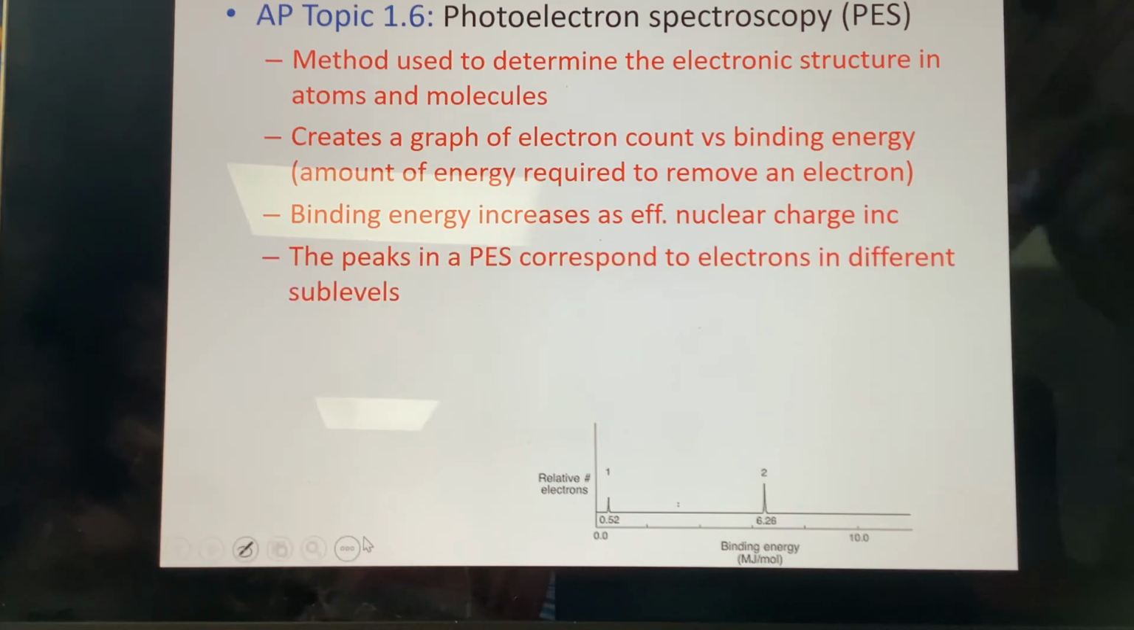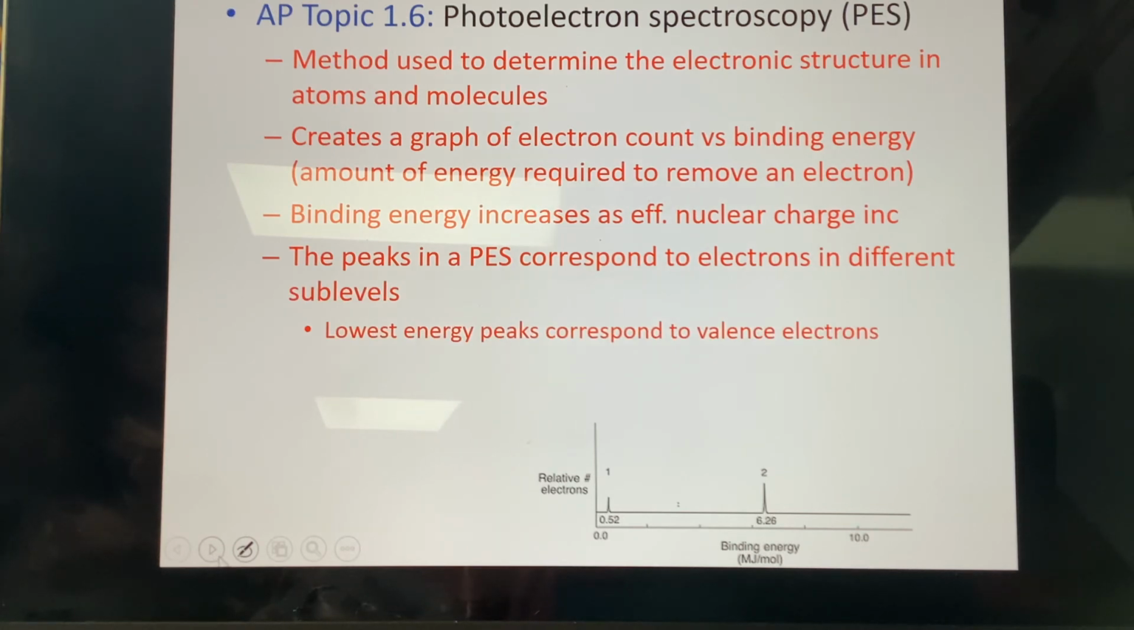And the peaks, these little peaks here, here, and here, those correspond to electrons in different sublevels. And the higher the peak, the more electrons there are in those sublevels. So that's why it says relative number of electrons. So if we had a really tall peak, there would be more electrons in it.